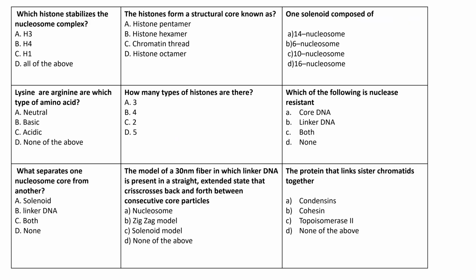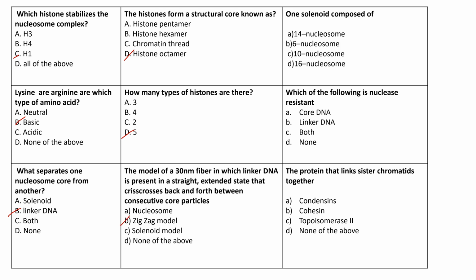Let's discuss some objective questions related to the topic. Which histone stabilizes the nucleosome complex? H1. Lysine and arginine are which type of amino acids? Basic. What separates one nucleosome core from another? Linker DNA. The histone forms a structural core known as the histone octamer. How many types of histones are there? 5. The model of a 30 nm fiber in which DNA is present in a straight extended state that crisscrosses back and forth between consecutive core particles? Zigzag model.